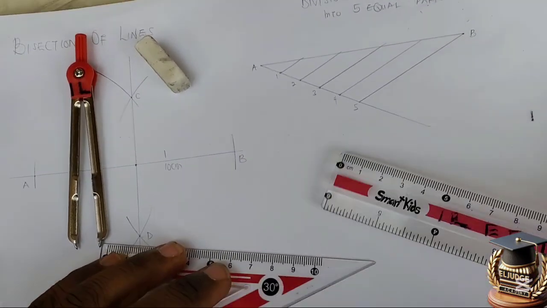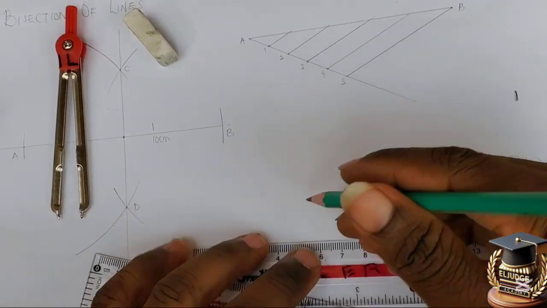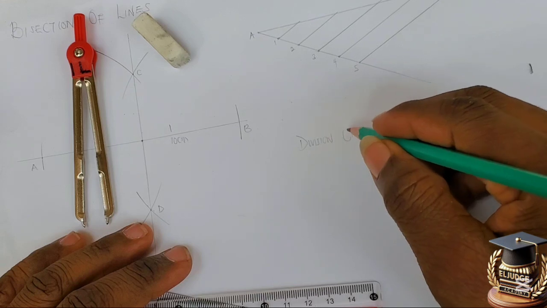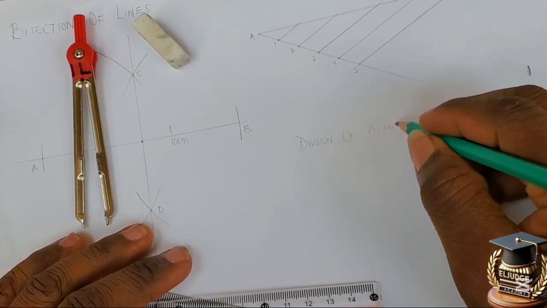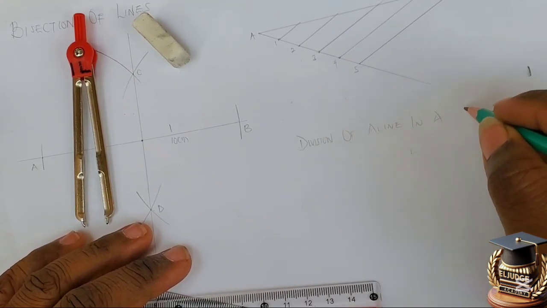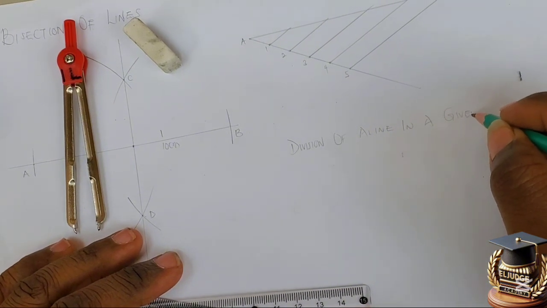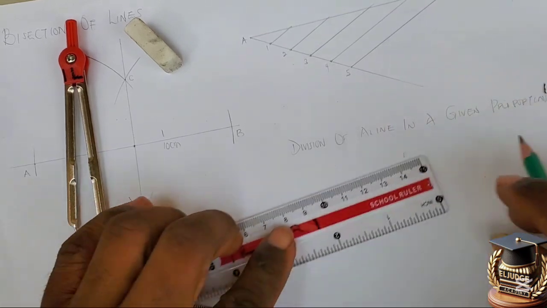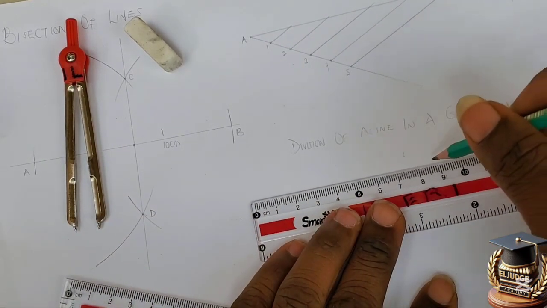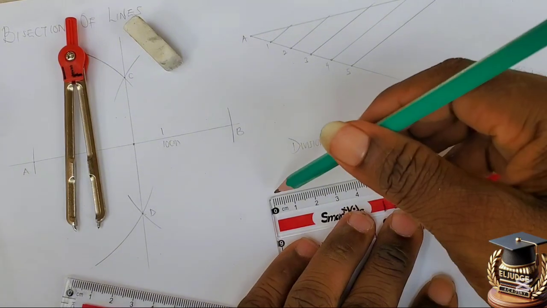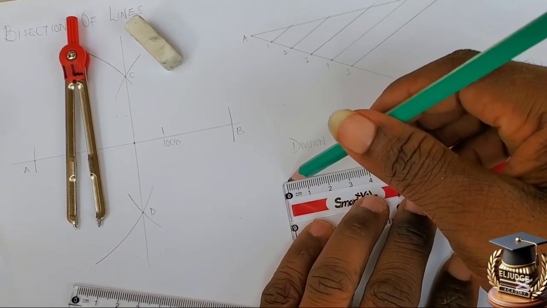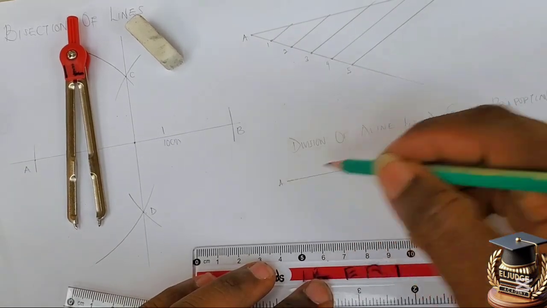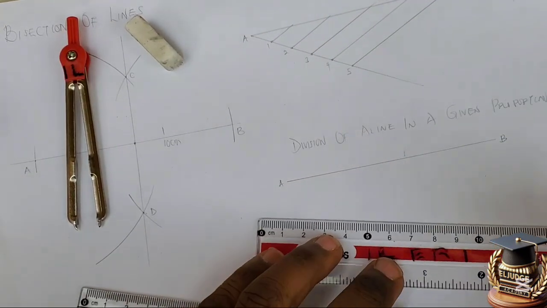So we can also have another question where you divide a line in a given proportion. The first thing also is just to draw a 10 centimeter line AB. So we do the same step here.